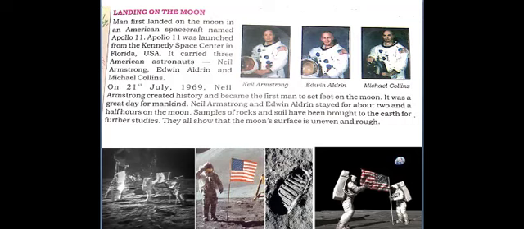Neil Armstrong and Edwin Aldrin stayed for about 2.5 hours on the moon, and samples of the rocks and soils were brought to the earth for further studies, to find out the minerals present on the surface of the moon. They also found that the moon surface is uneven and rough. It is not as good as our earth. So this is the end of the chapter.